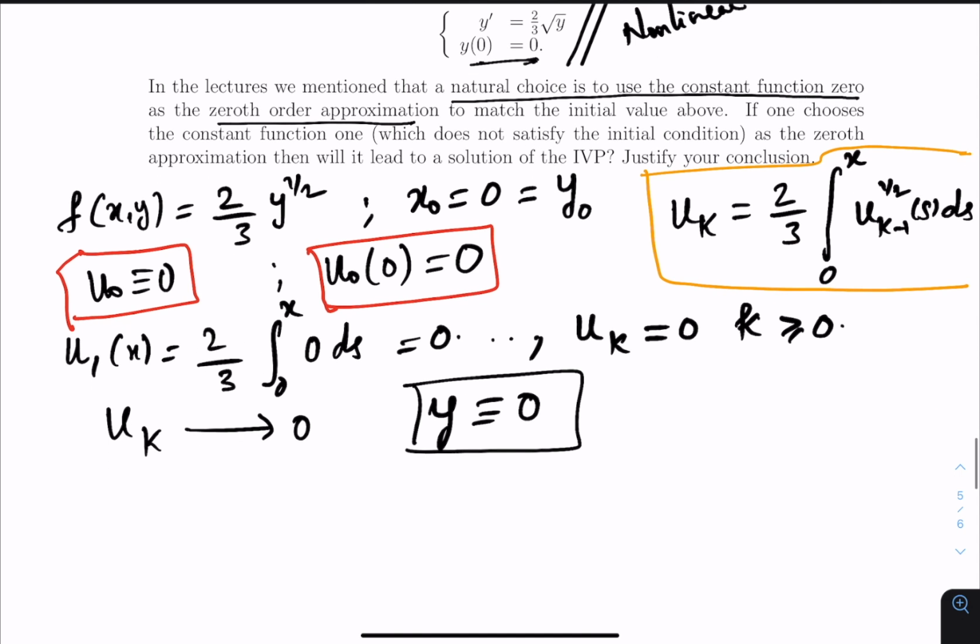The question is, suppose we don't do that. So for instance, in this case, if I don't choose a function which satisfies this initial condition, so if one chooses the constant function 1, for instance, that will not satisfy this initial condition, right, as the zeroth order.